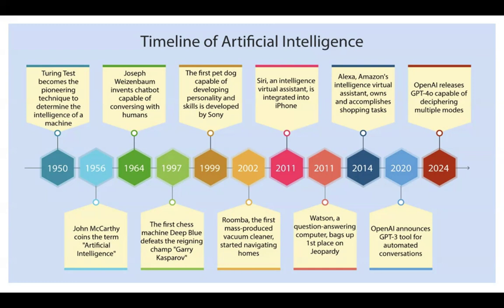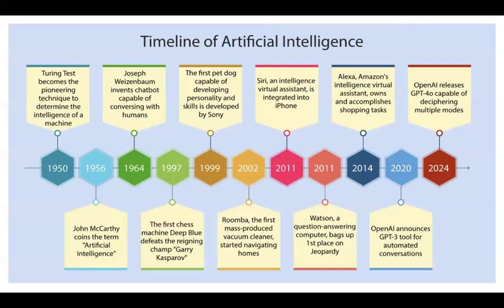After that, this is the first time AI came into the picture, in 1956, when John McCarthy introduced the term AI in one conference. It was introduced in the 1950s only, but the term artificial intelligence came into the picture in 1956 by John McCarthy.